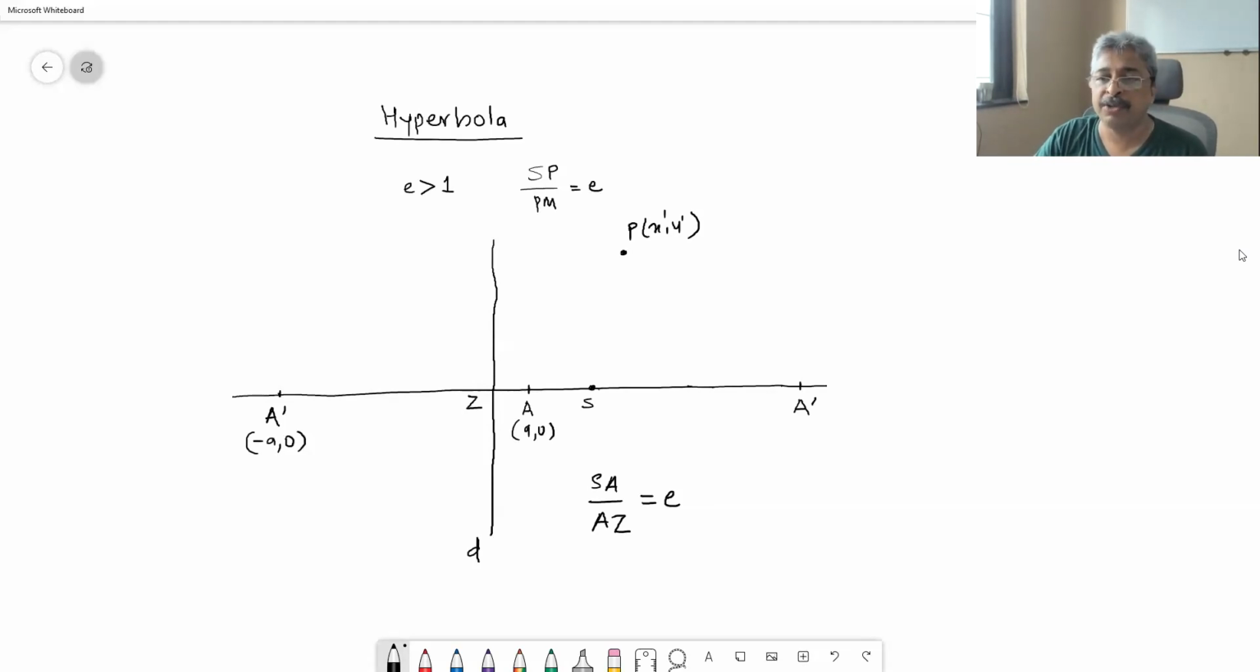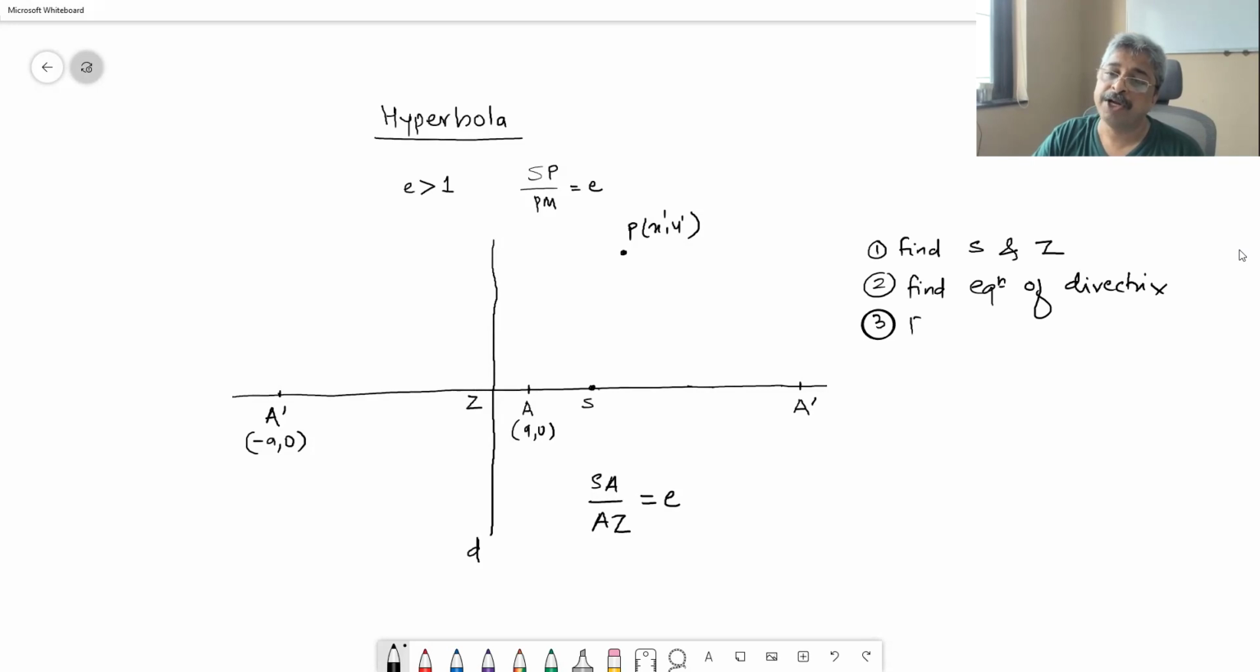So let me write down 3-4 different questions for which you are supposed to find the answers. One, find S and Z. Two, find equation of directrix. Three, find equation of hyperbola in standard form. These are the three things that you should do.